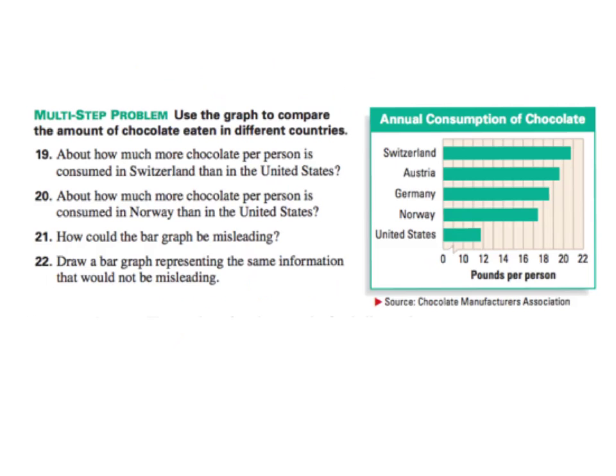Today I will show you how to solve problems using tables and graphs. We will be solving graph problems first using the graph right here. Our first problem, 19, asks about how much more chocolate per person is consumed in Switzerland than in the United States.